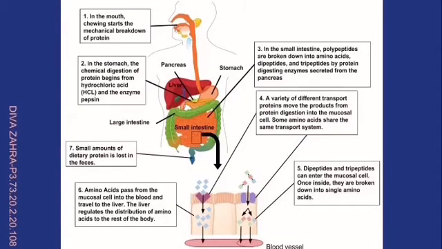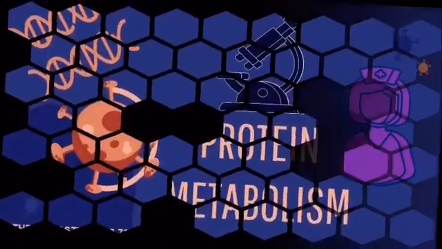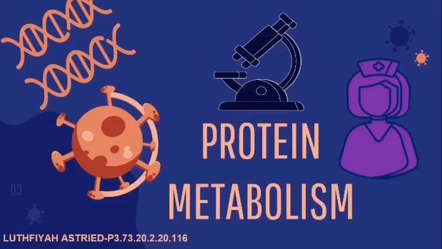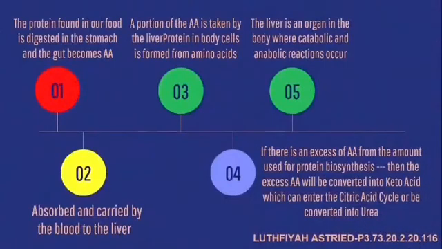And here is an overall picture of the process of digesting protein in the human body. Protein metabolism. First, the protein found in our food is digested in the stomach and the gut and becomes AA. Second, it is absorbed and carried by the blood to the liver. Third, a portion of the AA is taken by the liver. Protein in body cells is formed from amino acids.